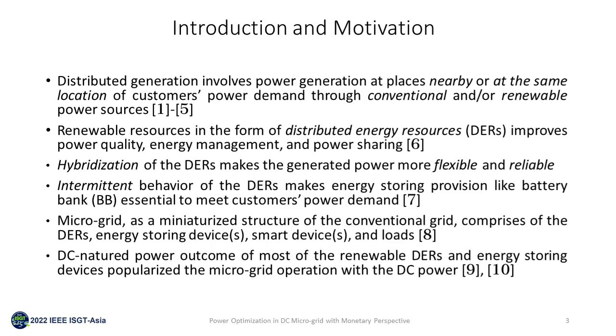Intermittent behavior of the DERs necessitates certain energy storage provision like battery bank so that customers' power demand could be met at any instant of time. Microgrid, as a miniaturized structure of the conventional grid, comprises the distributed energy resources, energy storing devices, smart devices, and loads. Conventionally, microgrid is utilized with the AC supply, but actually, most of the renewable distributed energy sources and energy storing devices output their power in the DC form.